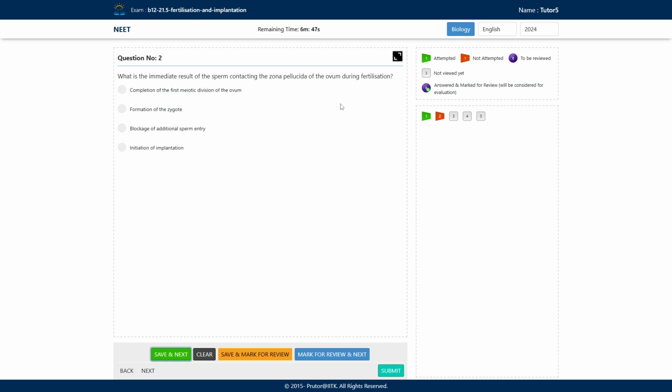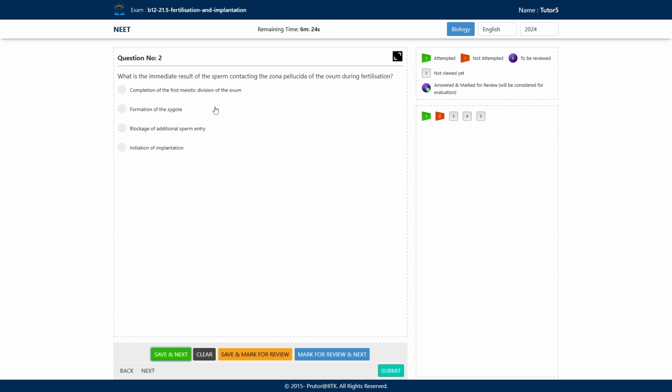So the ovum has layers. It is surrounded by some layers. Outermost is the corona radiata. Inner to the corona radiata is the zona pellucida. Then inner to the zona pellucida is the plasma membrane. Then there is the perivitelline space, which is the space between the zona pellucida and the plasma membrane.